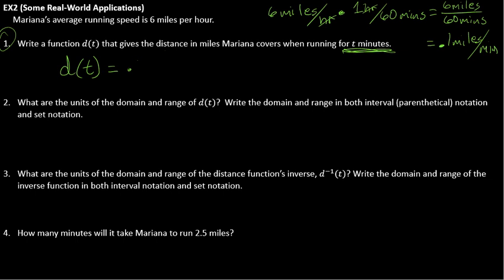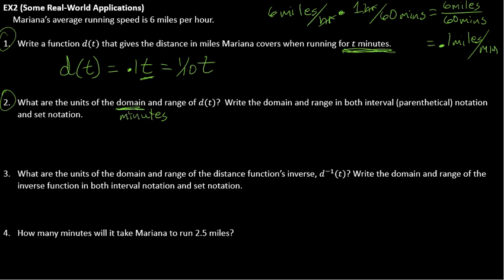So we're just going to say 0.1 times t minutes. That's literally our function right there. Moving on to number 2: what are the units of the domain and range of d of t? The units of our domain, the units of t, are simply minutes. And instead of saying 0.1, let's just say 1/10 t.